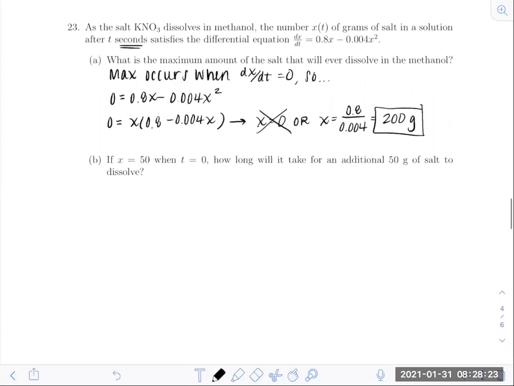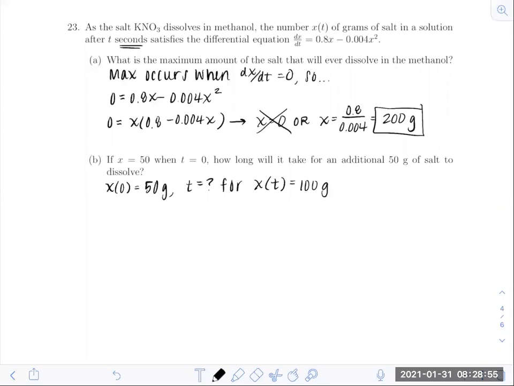All right, but part B is going to ask us to solve this in some way. It says, if X equals 50 when T equals 0, how long will it take for an additional 50 grams of salt to dissolve? So we have an initial condition here that X of 0 equals 50 grams. And the question is, what does T equal so that we have dissolved an additional 50 grams? So 50 on top of 50 gives us 100 grams.